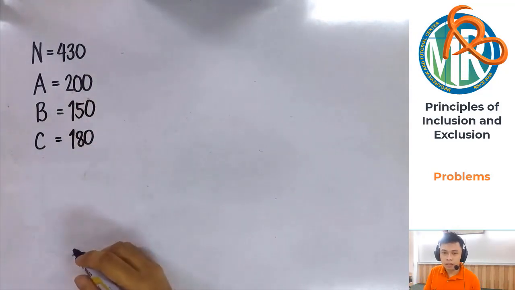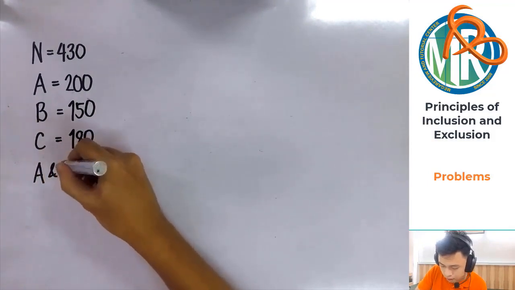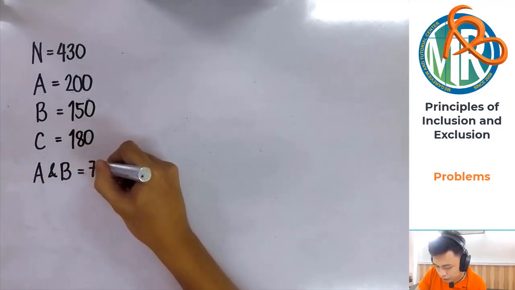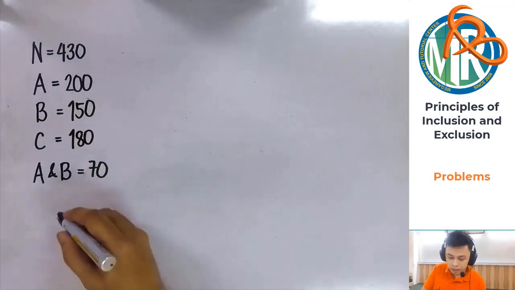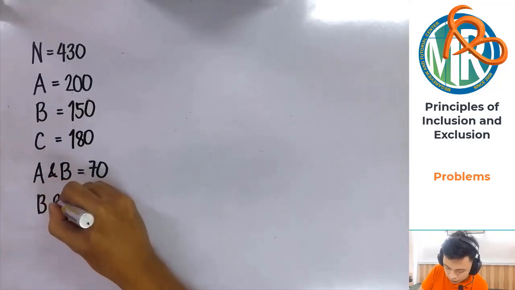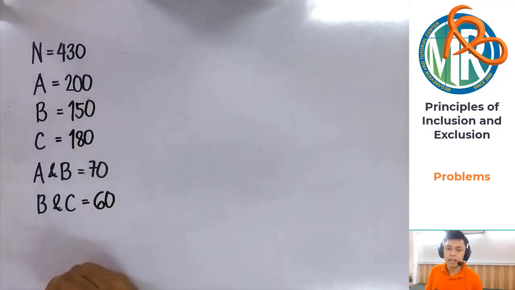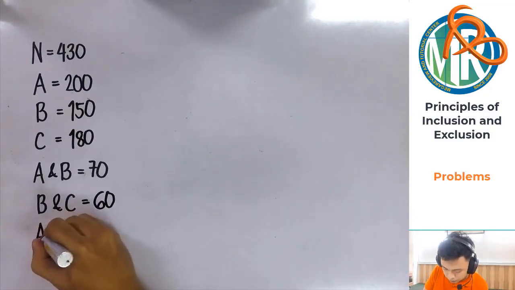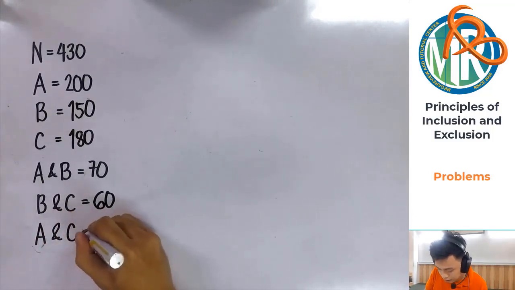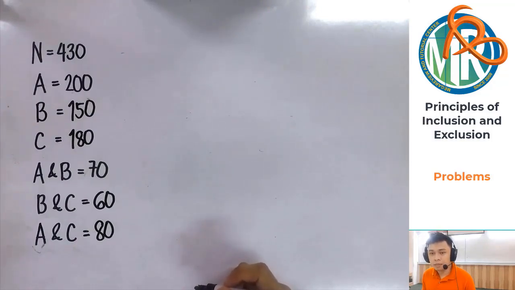So 70 watch videos both on Facebook and YouTube. So let us say that is A and B. So, bali dito we have 70. So, on YouTube and Netflix naman, meron naman tayong 60, no? So, let us say, number of elements on set B and C, this is 60. And, sa Facebook and Netflix, we have 80. So, let us say that is the number of elements na nasa set A and nasa set C. So, this is 80.